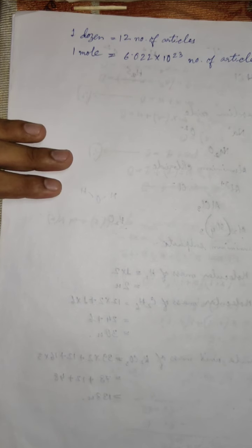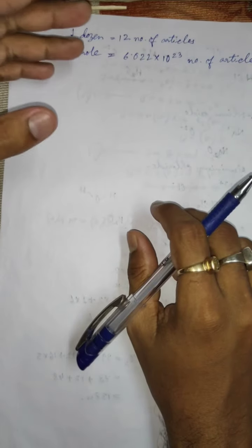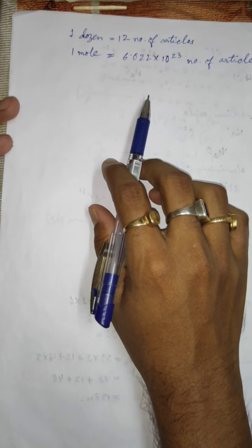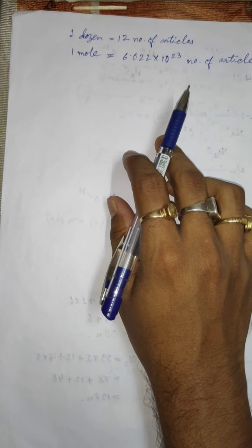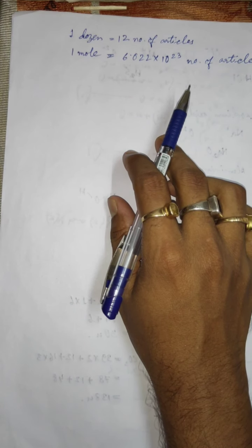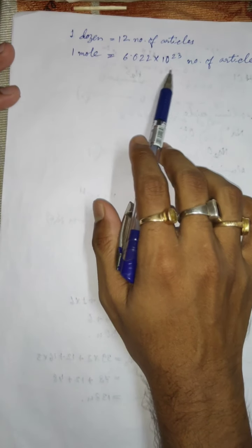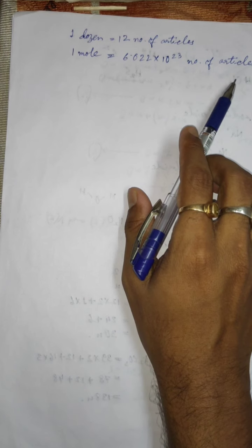It is named in honor of an Italian scientist, Amedeo Avogadro. This is the number of particles contained in 1 mole of that substance. So if we say 1 mole of hydrogen atom or 1 mole of oxygen atom, then we can understand there are 6.022 into 10 to the power 23 oxygen atoms or hydrogen atoms.